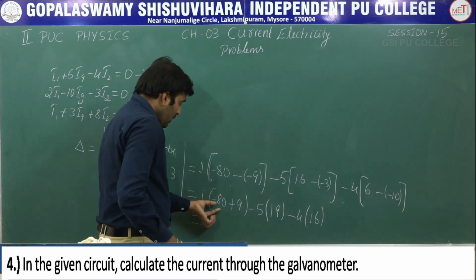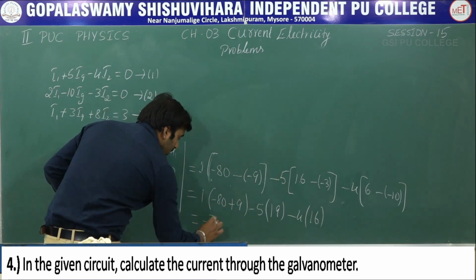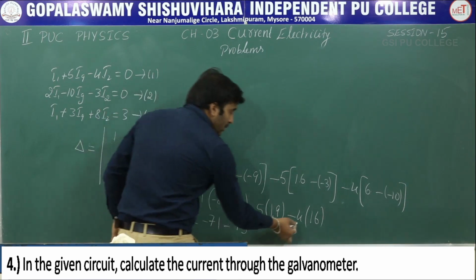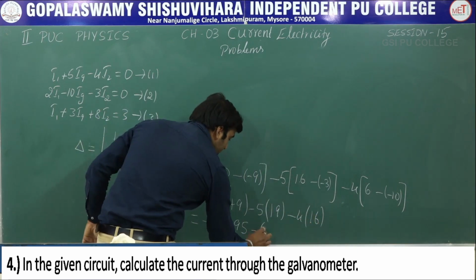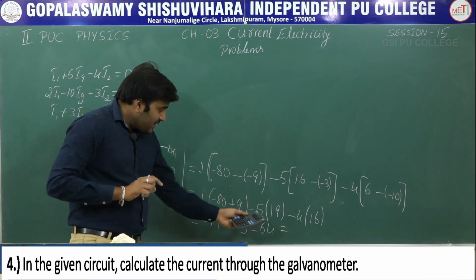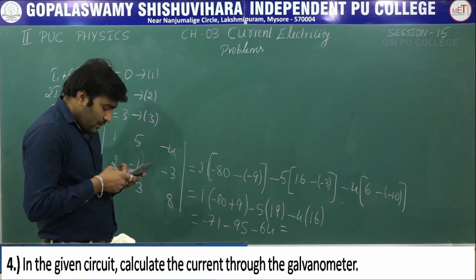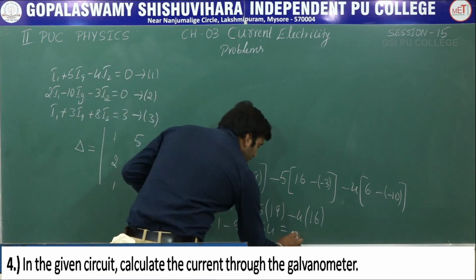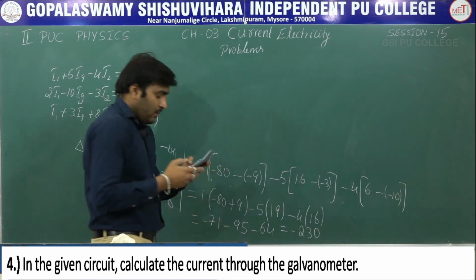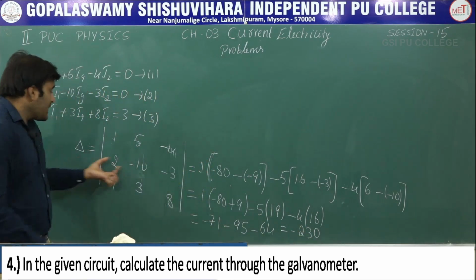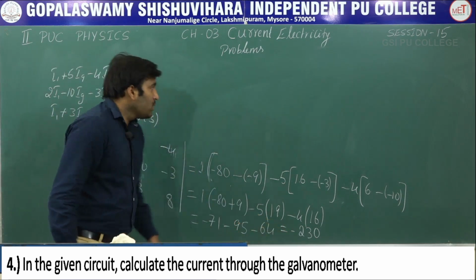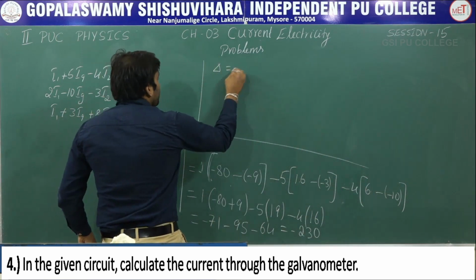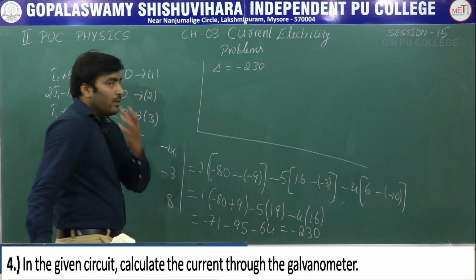Now let us write this. Minus 80 plus 9 is minus 71. Minus 5 into 19 is minus 95. Minus 4 into 16 is minus 64. Now this is equal to, let us add this, 71 plus 95 plus 64. So we get 230 with a negative sign, minus 230. So we got the value of this determinant as minus 230. I will write it here: Delta is equal to minus 230.